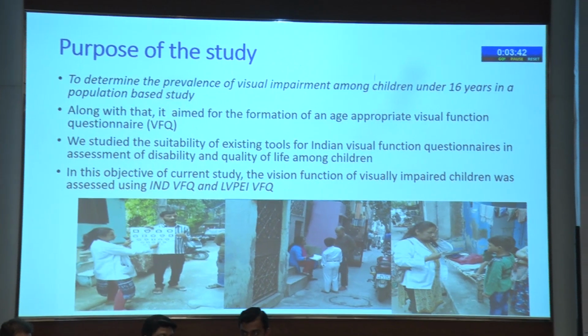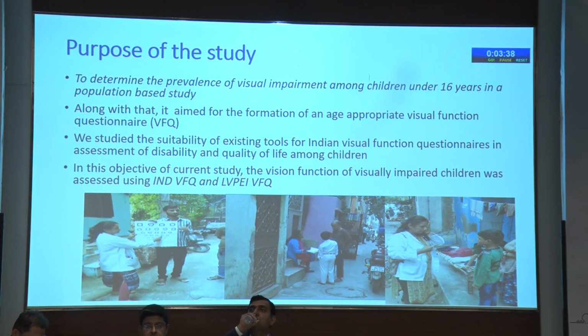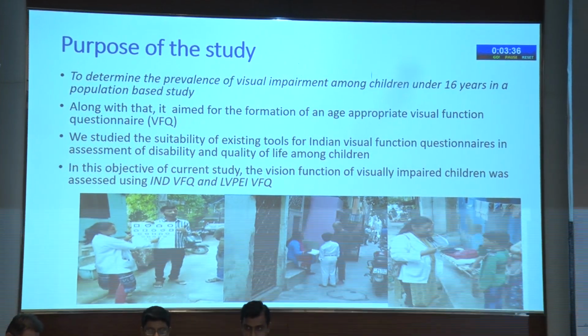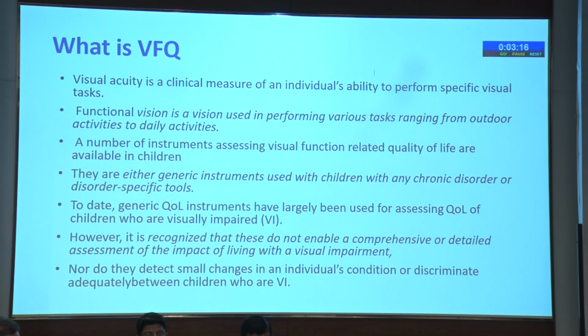So the purpose of the study was a part of a community-based study, a childhood visual impairment study done at RP Center in AIIMS. It was a part of a PhD thesis study in which we determined the prevalence of visual impairment in children under 16 years. One of the objectives was to determine an age-appropriate visual function questionnaire. 20,000 children were examined. We took visual acuity and finally 784 children with visual acuity less than 6/12 unaided in any eye were referred, and from these we have designed this VFQ.